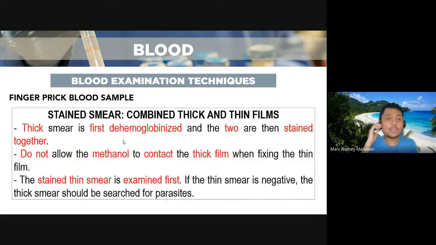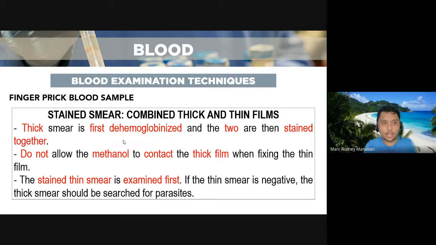Now, another type of smear is your combined thick and thin film. So both the thick and thin films are found in one slide, okay? So you're hitting two birds with one stone. This procedure is really useful, especially in communities, like in the barrio, or far-flung areas where laboratories do malaria detection.